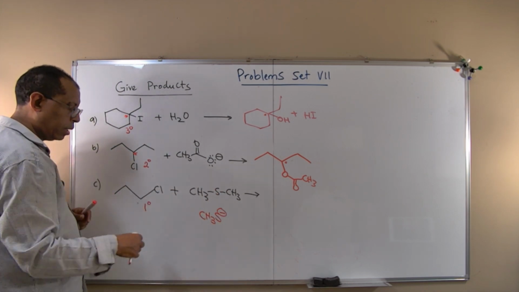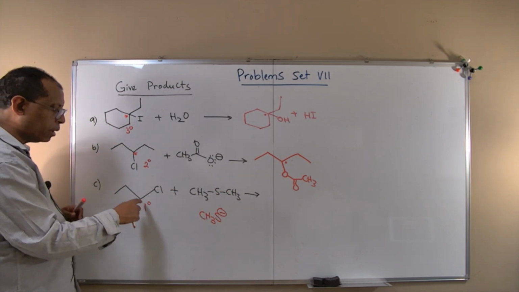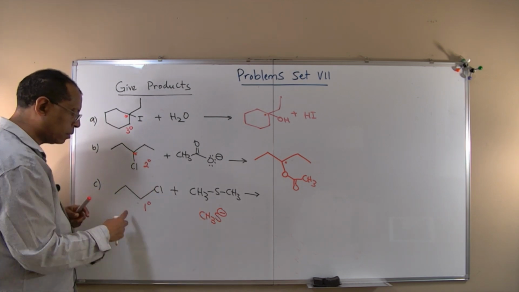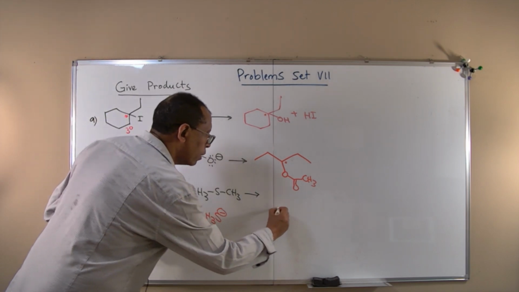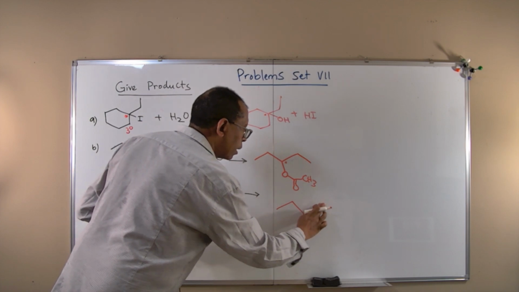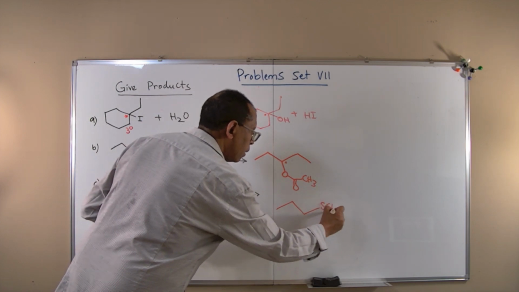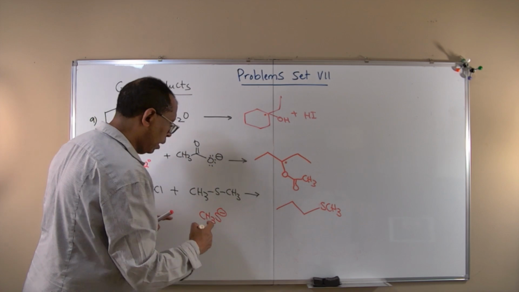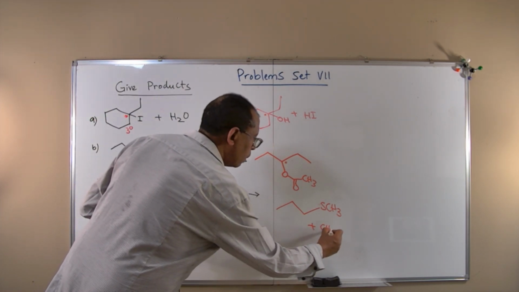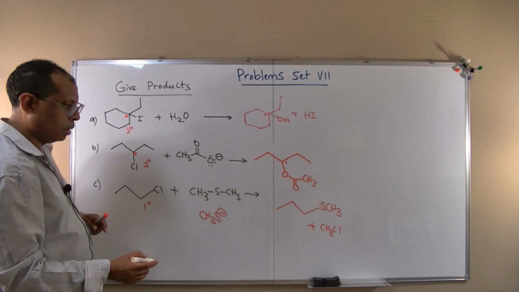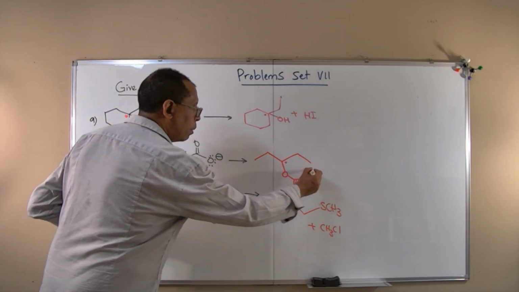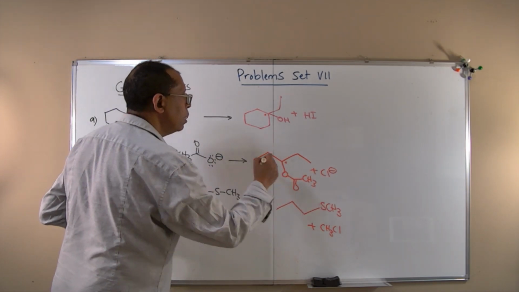It's not the whole thing. So the actual active nucleophile is this. So the product that would be formed is through the sulfur, CH3. And the byproduct of this would be methyl chloride. So here the byproduct is just Cl minus. That's how we are given.